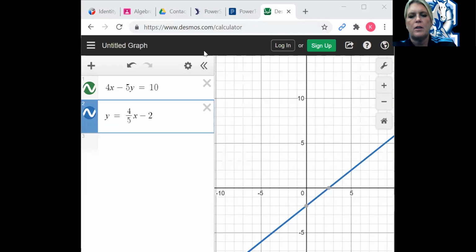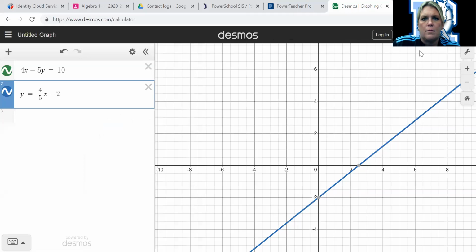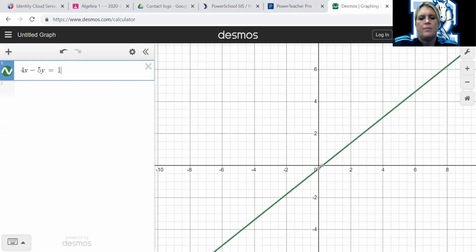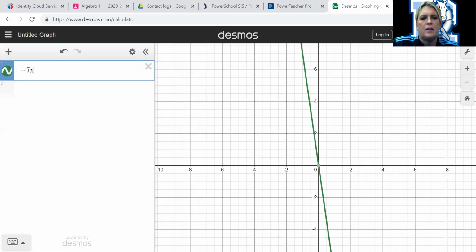So let's go and see if we got it right first in the calculator. Let me put the original one right here. So I have -7x minus 3y. Let me see what I said. There we go, -7x minus 3y equals 12.